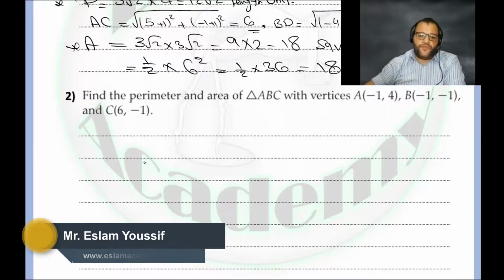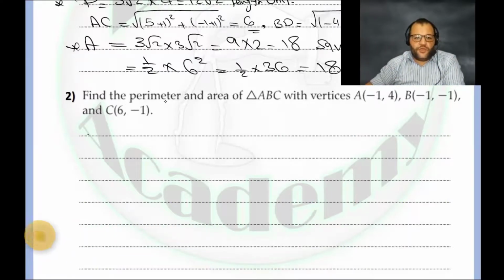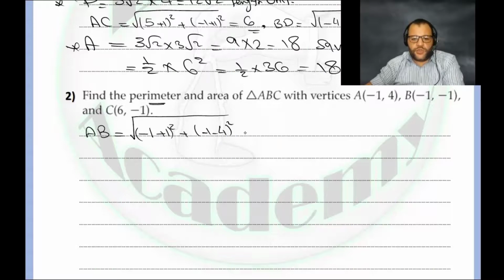Okay. So if you need to find the perimeter, what is the meaning of the perimeter? It means we need to find the sum of the side lengths. So we need to find AB. AB equals the square root of (-1 minus -1, which is plus 1, all to the power 2) plus (-1 minus 4) to the power 2. Under the square root, it will equal 5.